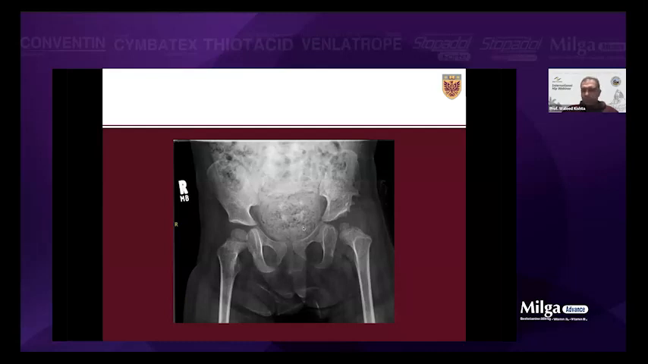There is the X-ray of the patient at 5 months post-operative.